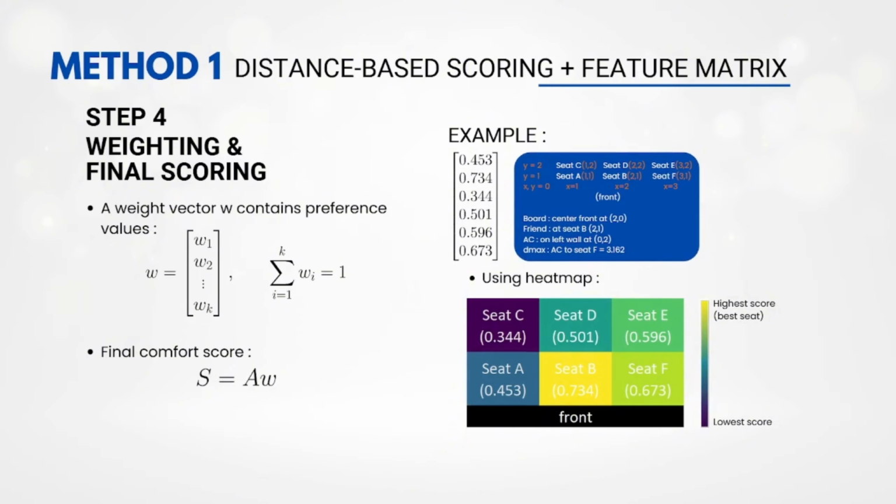Now, continuing the example here, we calculate the final scores for all seats and visualize them using a heat map. The highest scoring seat is identified as the best option, while the lowest score indicates the least favorable seat. The heat map clearly highlights patterns in seating preferences across the room. So for this example here, the worst seat is going to be seat C and the best seat is going to be seat B.